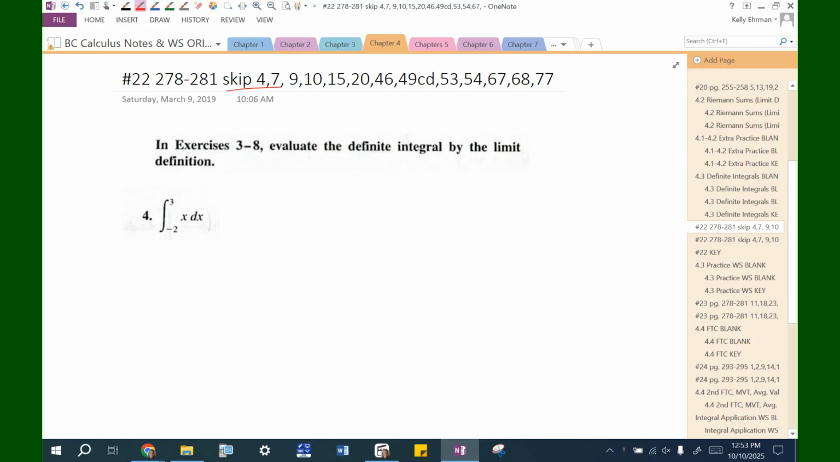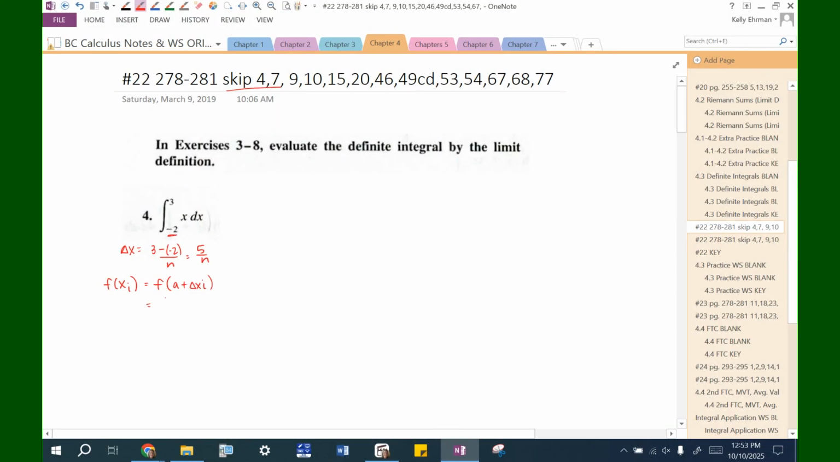So you can ignore some of my answer key on this, but it is a good idea to set things up. You do need to know how to find delta x. It's 3 minus negative 2 over n, so 5 over n. And you do need to know how to find an expression for f of x sub i. Remember, it's always f of a plus delta x times i.